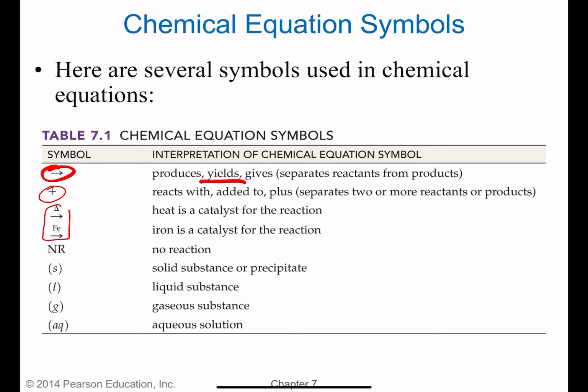Here are two examples of a catalyst. We're writing the symbol above the arrow. This little triangle is saying heat, so we're saying heat is a catalyst with the way that's written. In the second example, we have Fe for iron, so iron is a catalyst. These are two examples of different catalysts and what it would look like in the reaction. If you have something where you know nothing actually occurs, and we can talk about examples of where that would show up, we'll use capital N, capital R to indicate no reaction. And then these are the physical states that we will often use: solid, liquid, gaseous, and then aqueous. Again, aqueous indicates that something is dissolved in water.